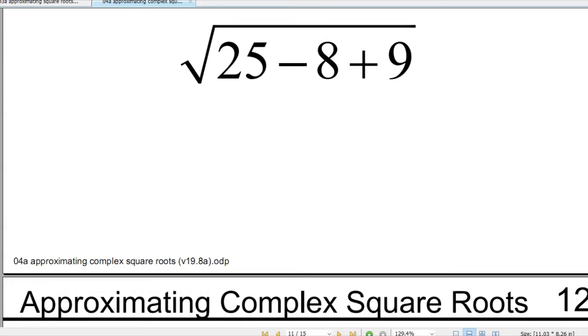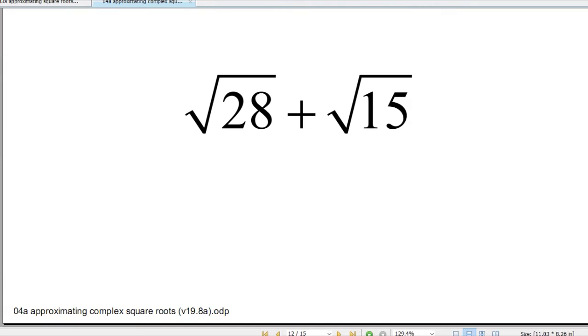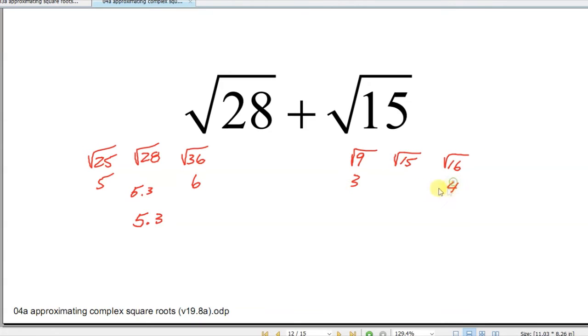Let's see, I think I have another couple examples here. Okay. So we're going to find the square root of each one, and then we'll add the answers together. So the square root of 28. Here's its neighborhood, 25, 36, somewhere between 5 and 6. It's closer to the 5. Let's put it at about 5.3. And my 15, well, it's going to be 9, 15, 16. So it's between 3 and 4, but it's really, really close to the 4, isn't it? So let's put it at a 3.9. So we've got a 5.3 and a 3.9. We'll add those together. 9.2.